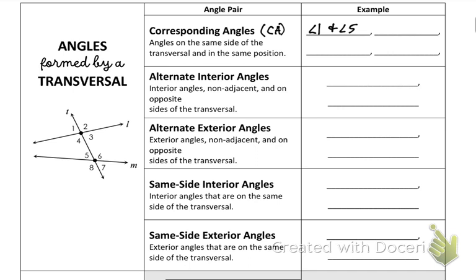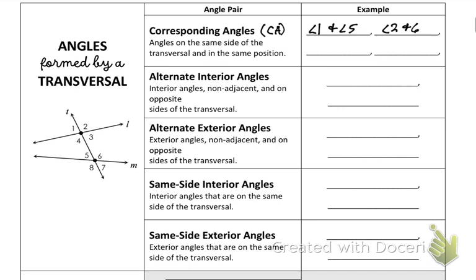Someone want to take a shot at another pair of corresponding angles? Yeah, Caroline. You're going to say 2 and 6. I agree with 2 and 6, because 2 and 6 are on the same side of the transversal. They're both on the right side. And they're in that same position. Top position, top position.